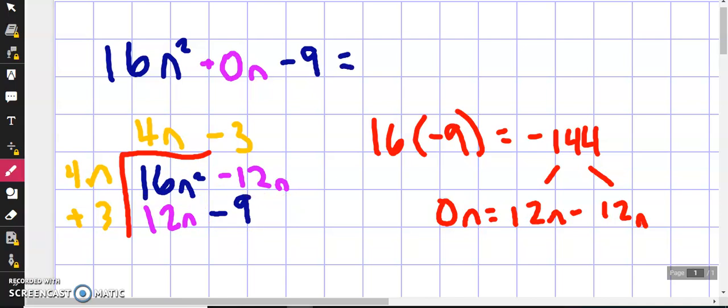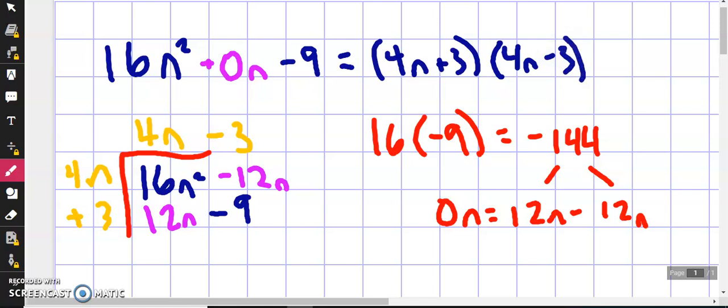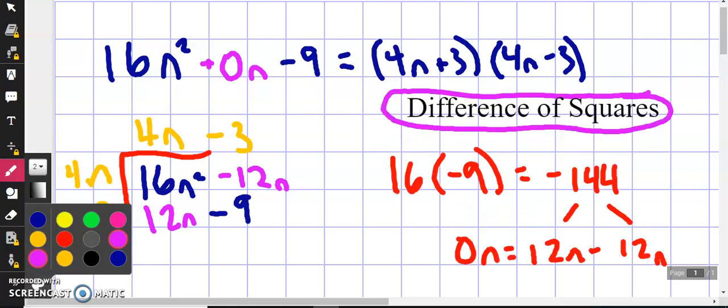So my two factors are 4n plus 3 and 4n minus 3. This is called the difference of squares. Because in my original problem, I had a 16n squared and a minus 9. Both of those have square roots, which we see in the 4 and the 3. And since I'm subtracting them, that's where the word difference comes from.